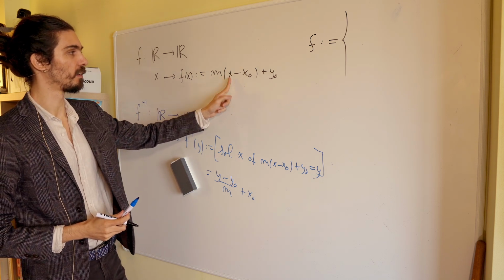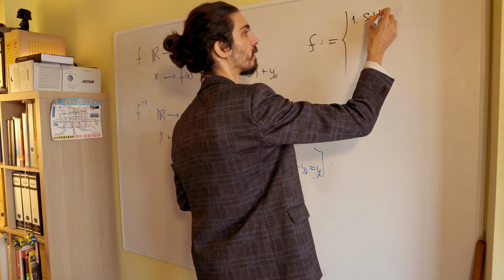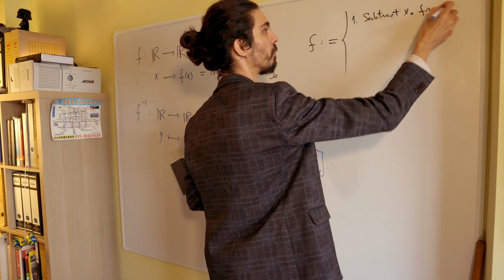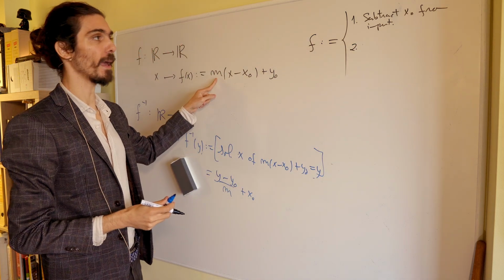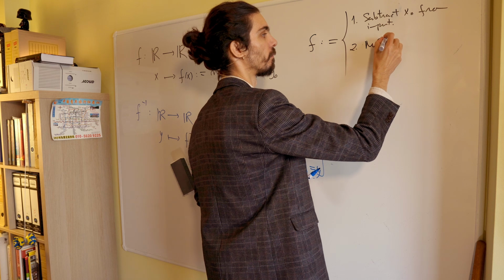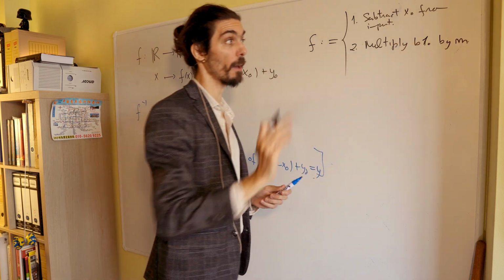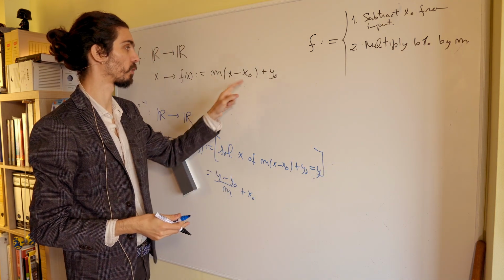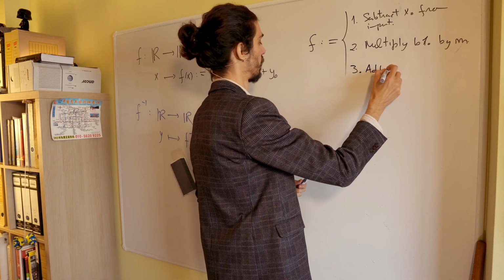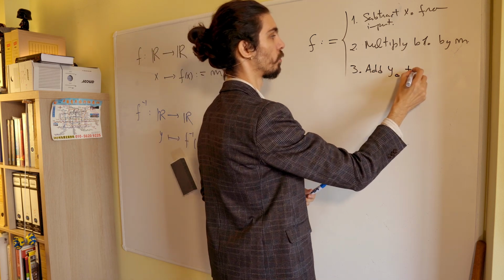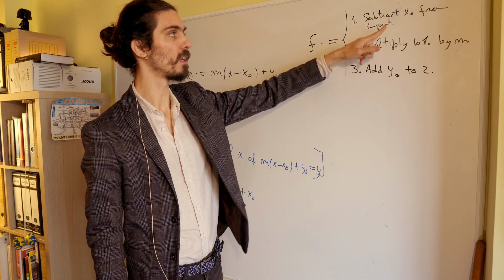Well, the first step is to subtract x0 from x, whatever the input is. Step 2, you multiply by m. Whatever m is already chosen, m, x0 and y0, so everything is fine. And then stage 3, you add y0 to the result of step number 2. Okay?